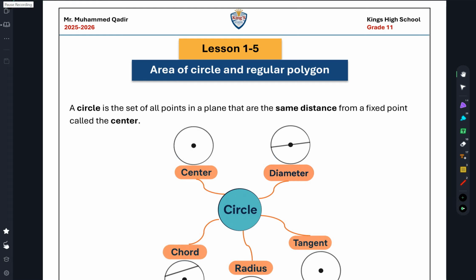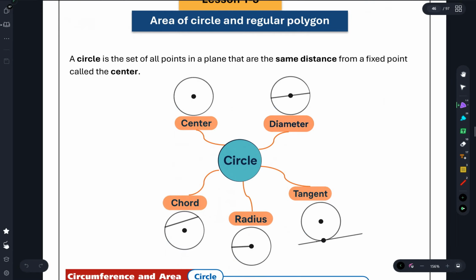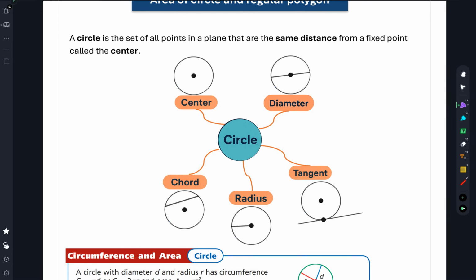In this lesson, I'm going to explain area of circle and regular polygon, as you can see on the screen. Dear students, to understand area and circumference of a circle, first you need to know a little bit about the parts of a circle. So first of all, what does circle mean?